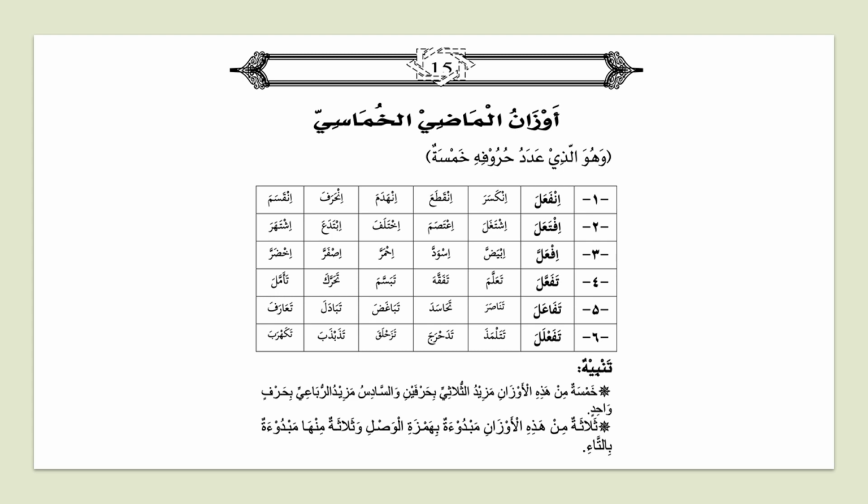So tanbih, he mentions that five of these six verbs are an increase from the three letters with two letters, and the sixth one is an increase from the four letters with one letter. Who knows which of the five are increased from the three letters and which one is an increase with one letter?